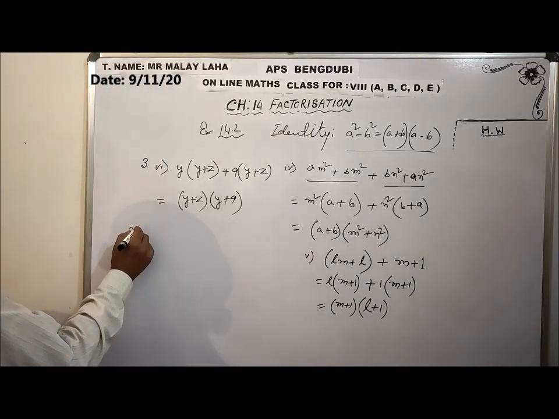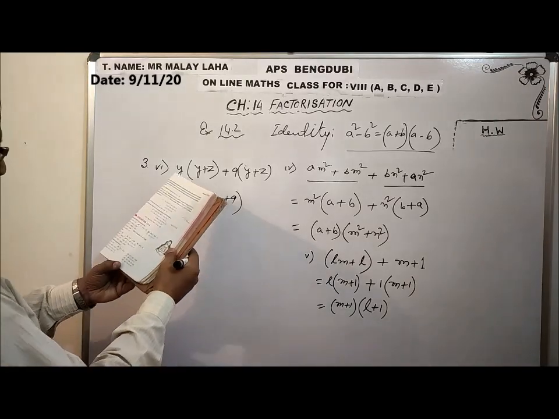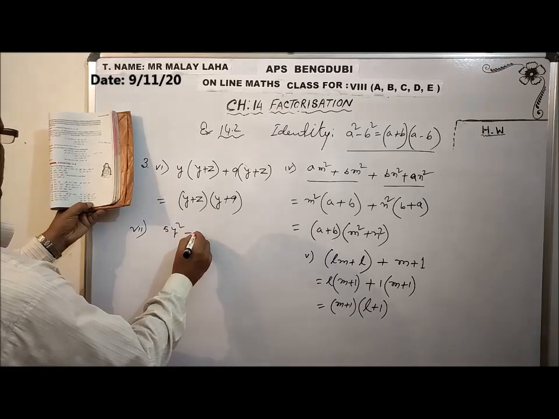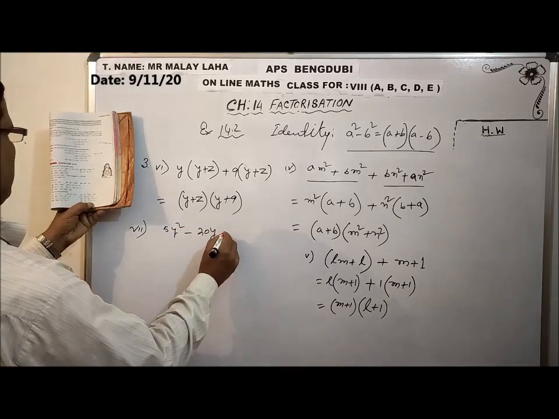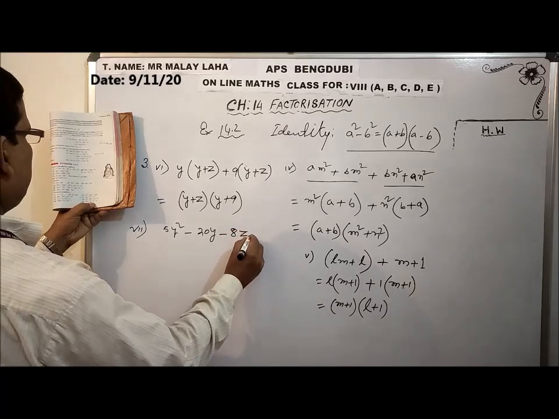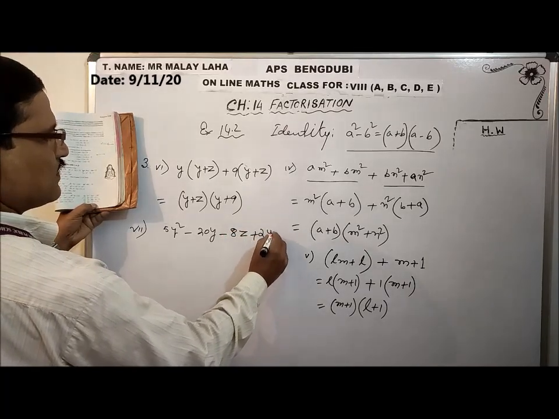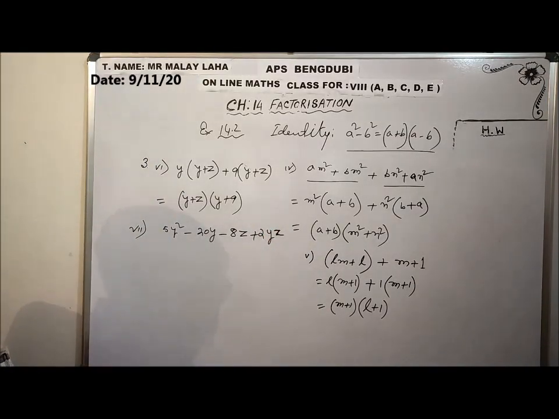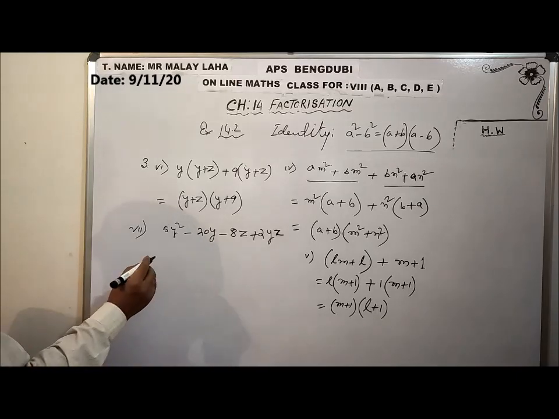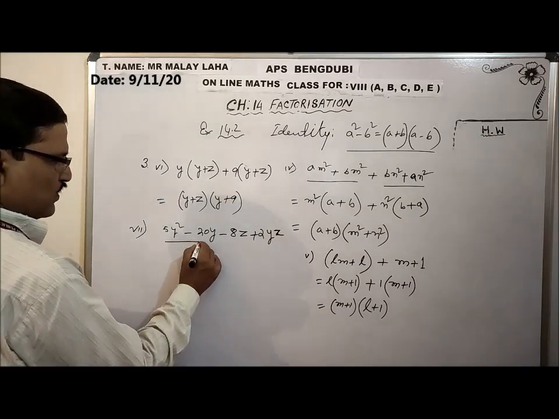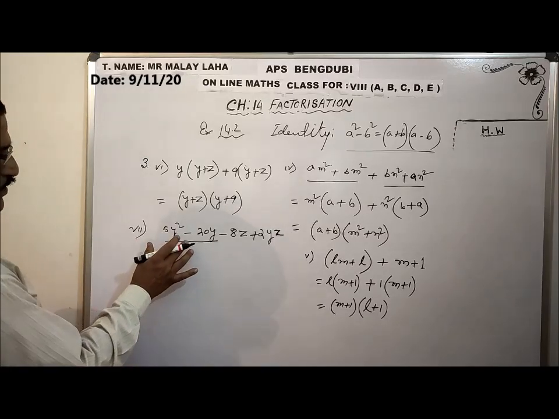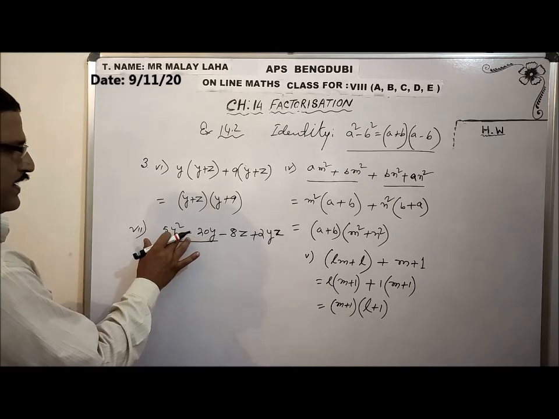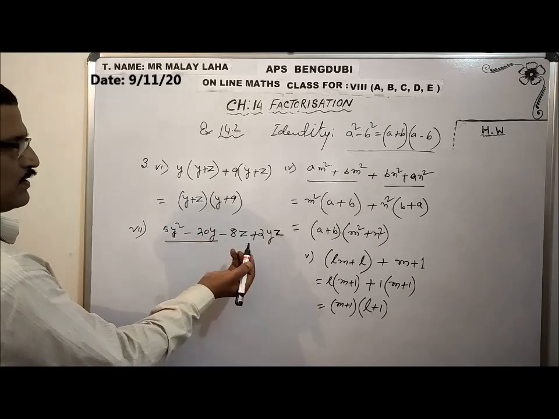Now question number 7. 7 is what? 5y square minus 20y minus 8z plus 2yz. Now a quadrinomial is there. We have to group the terms in such a way that at least some factor we can take common. Already it is there, regrouping is not required here. So 5y square, 5 can be divided by 5 and 20 also can be divided by 5. Y is there, y is also here, no problem.